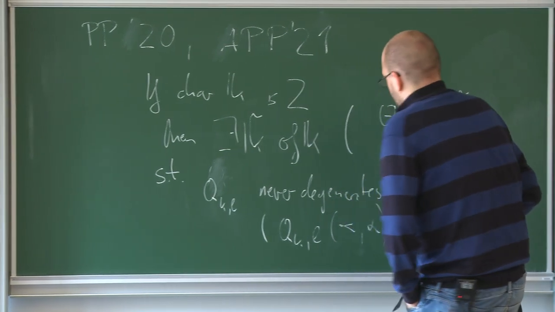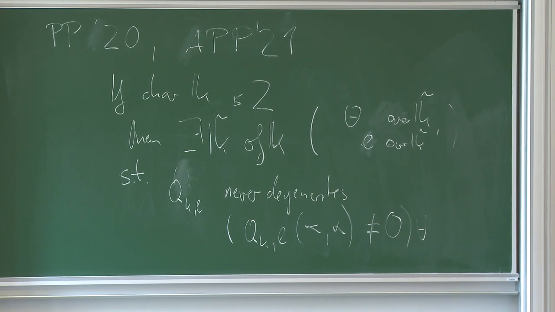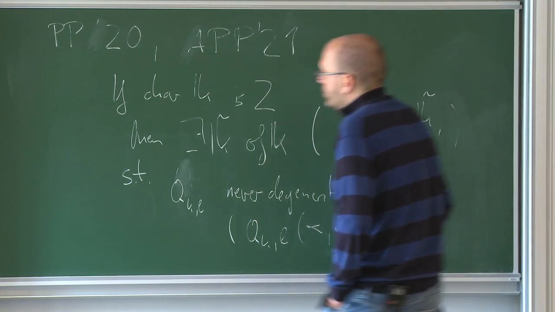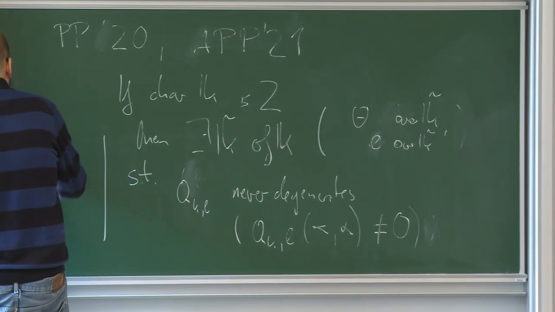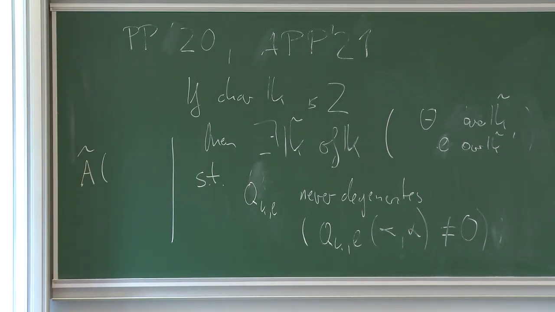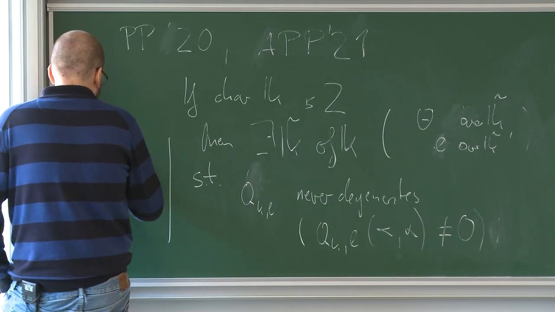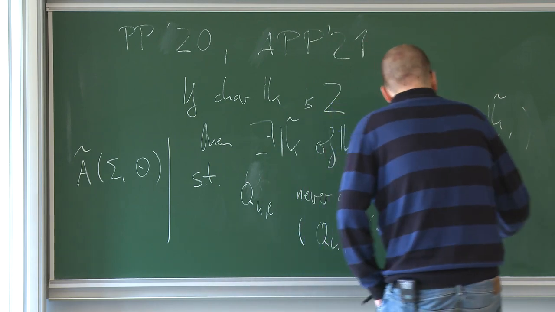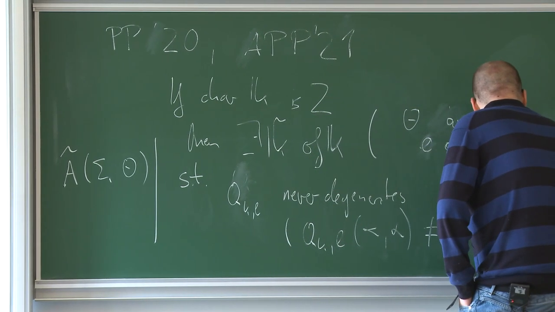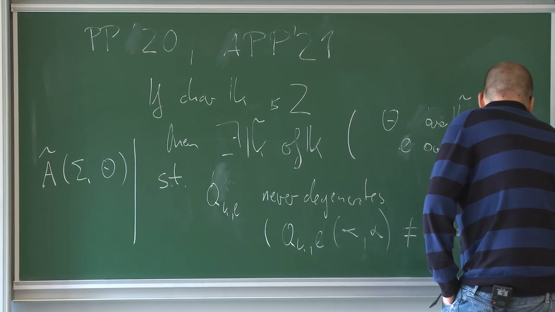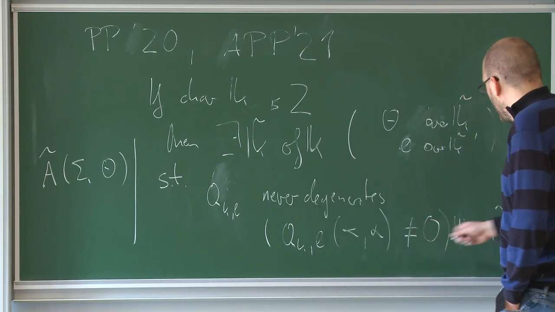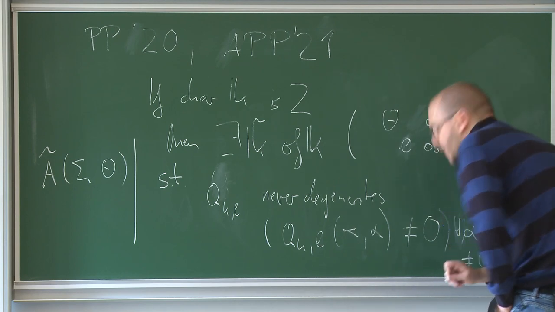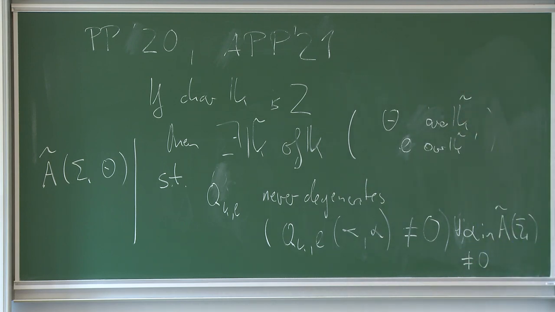Defined over the original field, you mean? Alpha defined over the larger field. So now we are looking at A tilde to make clear that we are in the larger field. A tilde just says we have A sigma and theta, but everything is now over the larger field. And this will never be zero for all alpha in A tilde. Not zero, yeah. Ah, yes, so for alpha in A sigma, they are not zero. That's right.